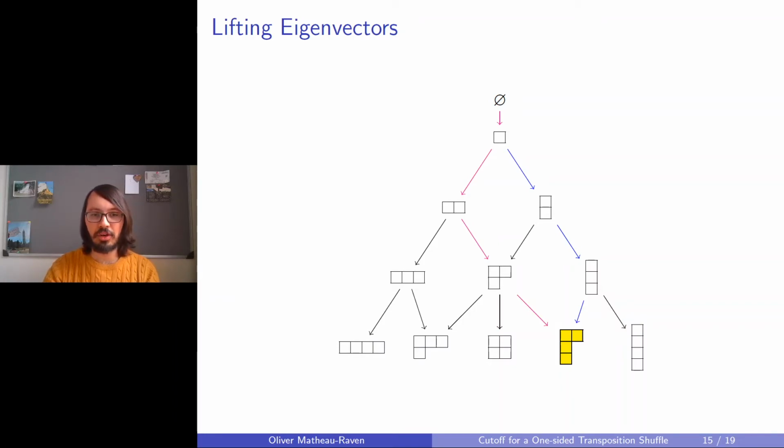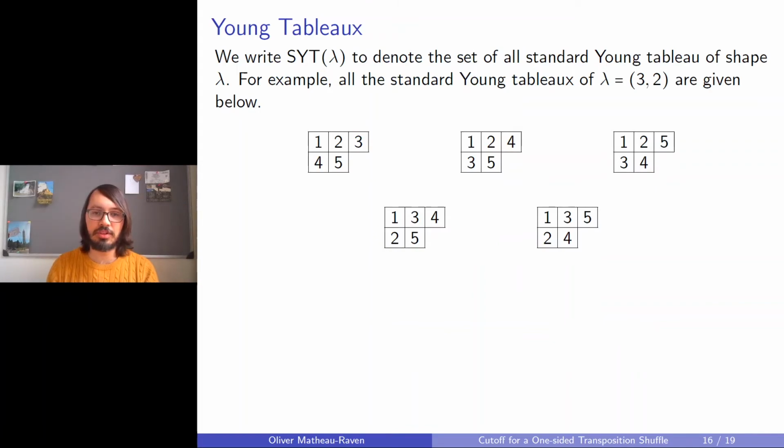We know all the eigenvalues can be recovered, we just need a way to talk about them and label them. To do this, we're going to resort to using standard Young tableaux. A standard Young tableau is a Young diagram with the numbers 1 to n in its boxes such that each value occurs once, and they are increasing left to right and top to bottom. All the standard Young tableaux of the partition 3, 2 are given here.